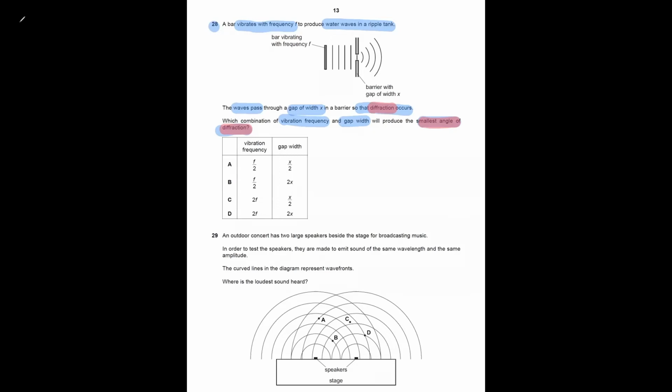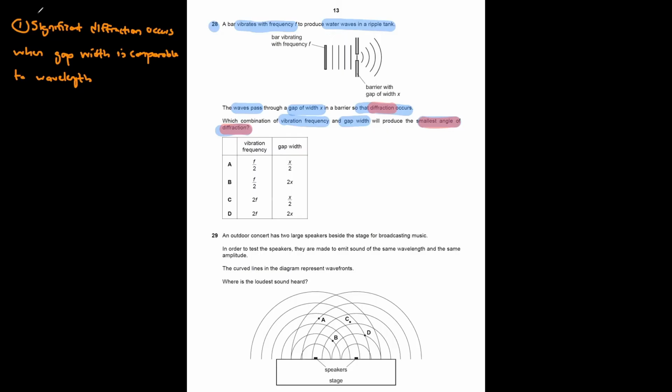Now, you would have learned before this that significant diffraction occurs when gap width is comparable to wavelength. What this means is that the gap width and wavelength must be similar in size. You can think of it as the order of magnitude being similar, or having the same power of 10.